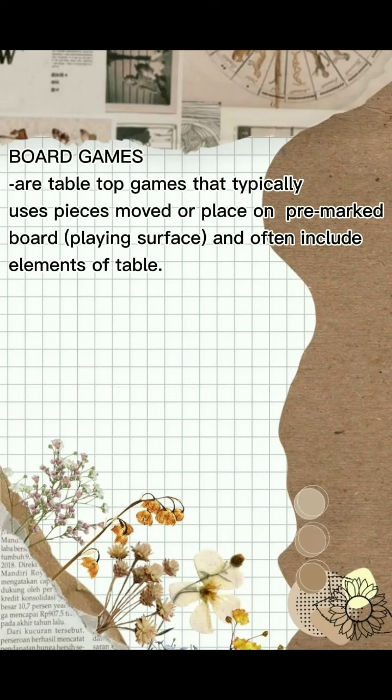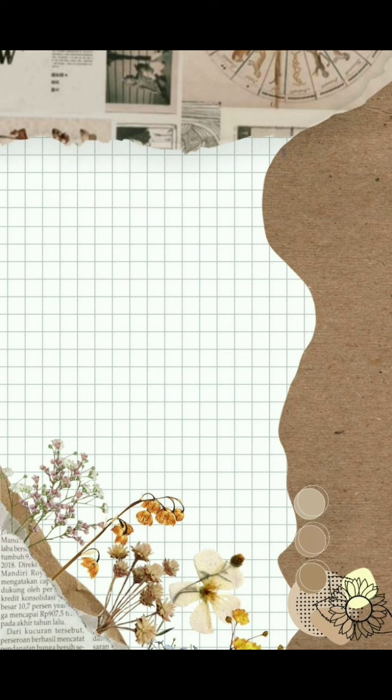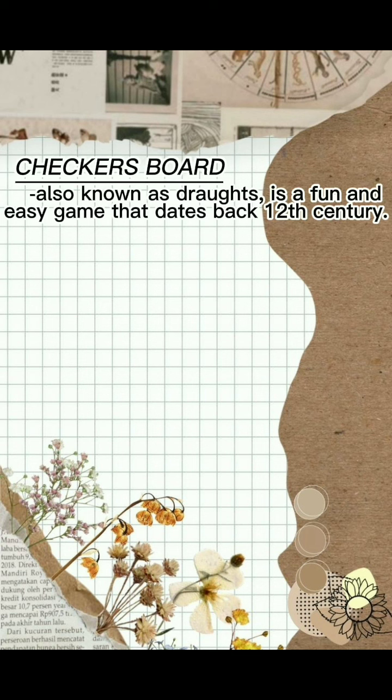Board games are tabletop games that typically use pieces moved or placed on a pre-marked board or playing surface and often include elements of strategy. One of the types of board games that I'll be presenting in this video is the checkers board, also known as draughts, a fun and easy game that dates back to the 12th century.